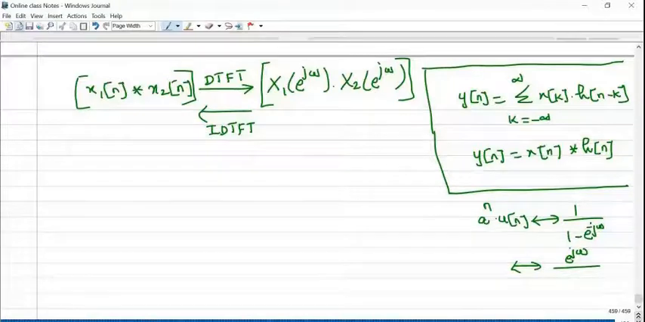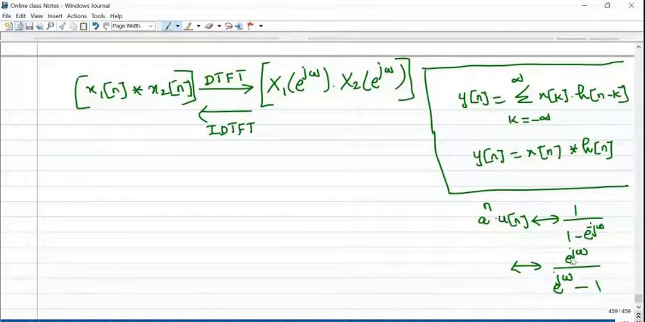Multiply e power j omega on both numerator and denominator. So what you will get? e power j omega divided by e power j omega minus 1. So we may use either this particular formula or the second formula.